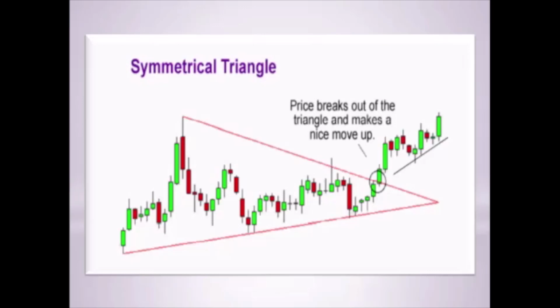Now if you had placed another entry order below the slope of the higher lows, then you would cancel it as soon as the first order was hit. So this is how it works.